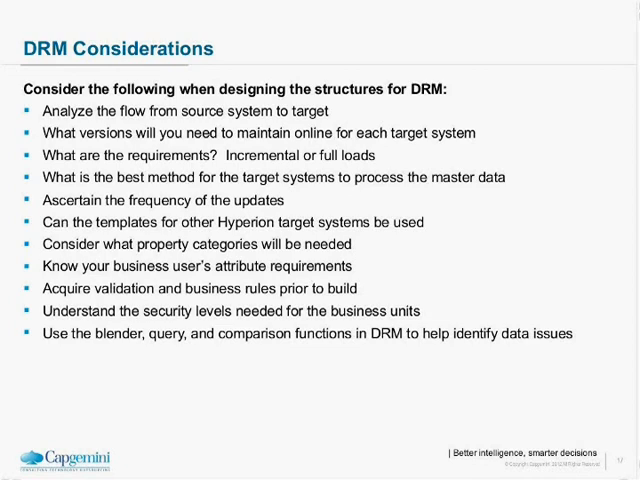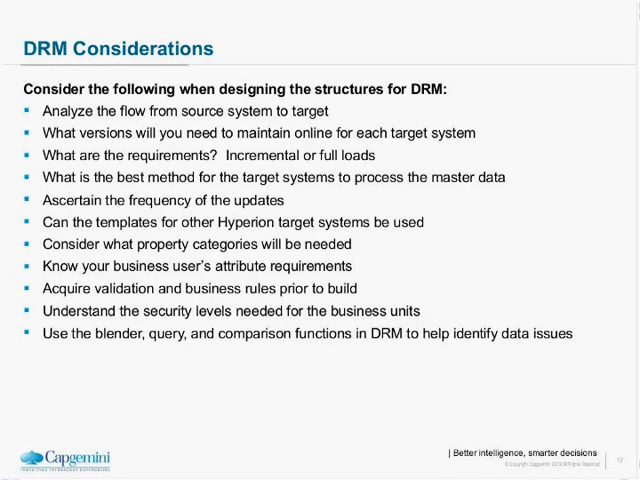What versions will you need to maintain online for each target system? You need to understand exactly how your versions will be maintained. Are you going to need historical versions, offline versions for the past 2 years? There are some considerations to be taken in there. Also key are, what are the requirements? Are you needing incremental or full load of your data? And from different systems, different requirements. DRM is extremely resourceful and useful with its versioning and hierarchy to blend these and make them very easy for the business user.